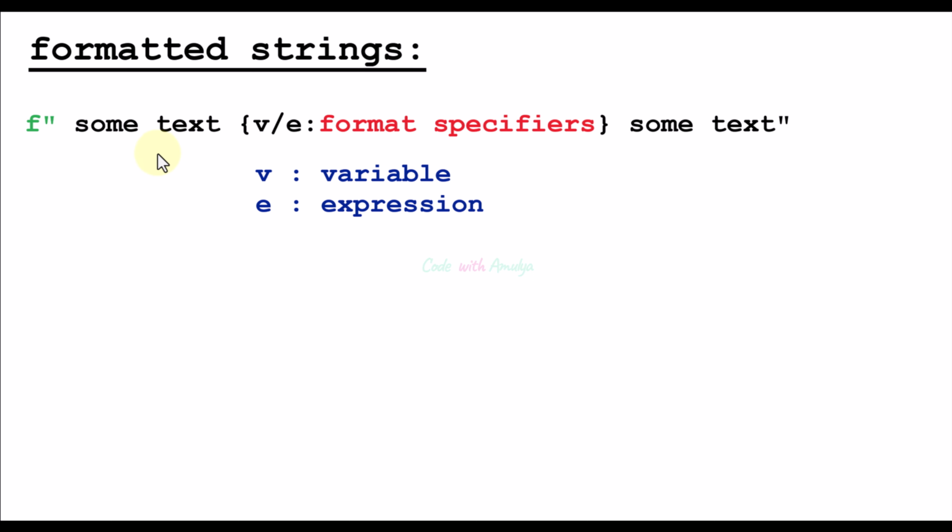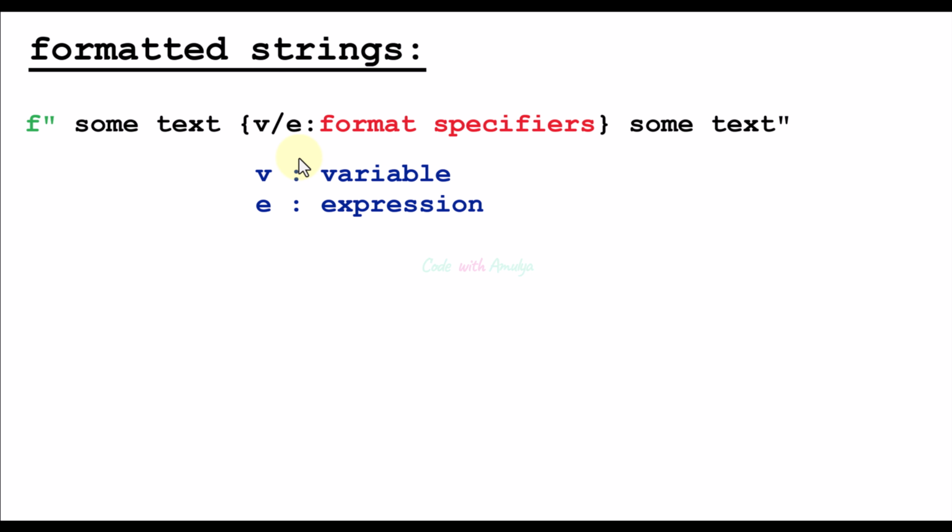Next, let's talk about its syntax. First, f. You can use a capital letter or small letter. Then double quotes. Then you can include some text here. Then here you can see curly braces. Inside this you can take a value, a variable or expression. Then you can format that using format specifiers, and this format specifier is optional. And next, after that, you can include some text. Then close the quotes. The string must start with f, capital F or small f, before the opening quotation mark.